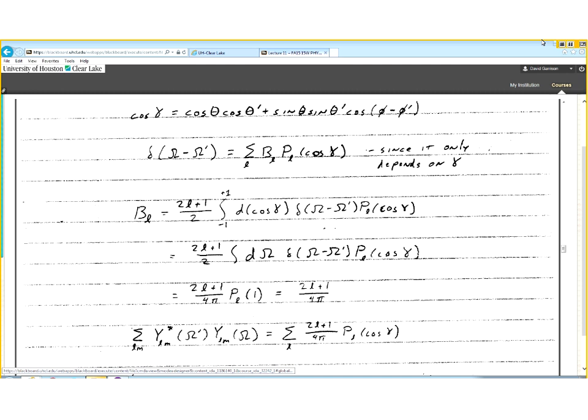And so you're going to end up with just the P of 1, which is normalized down to 1, and so you have 2l plus 1 over 4 pi. And so this is your coefficient that will get you from your solid angles orthogonality to your Legendre polynomial.